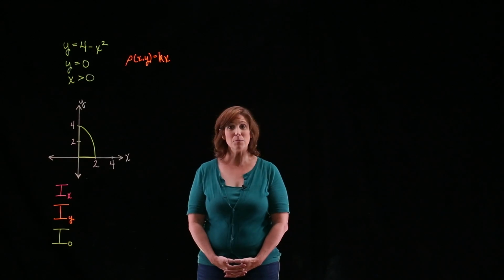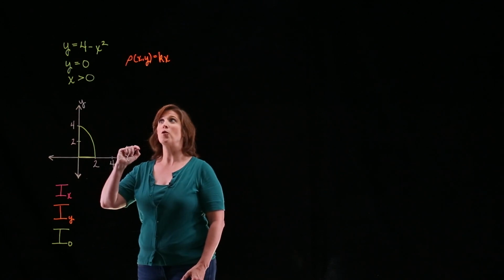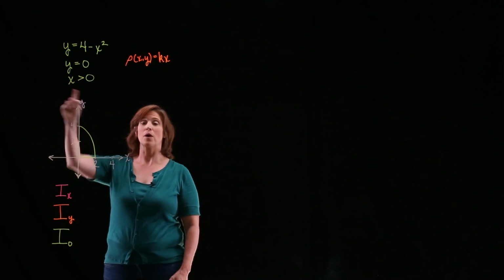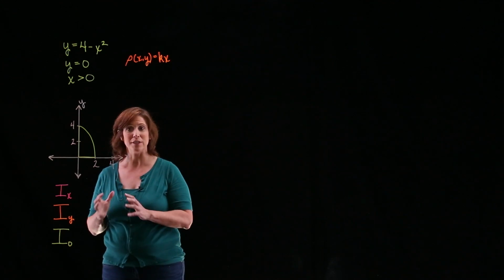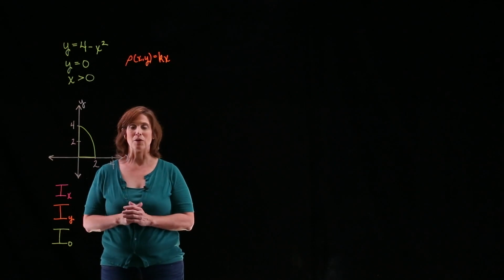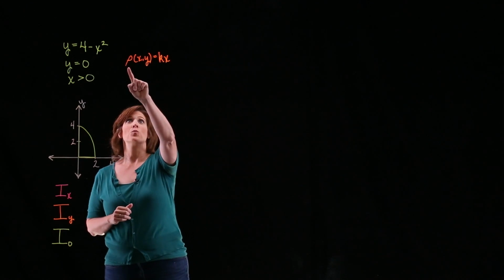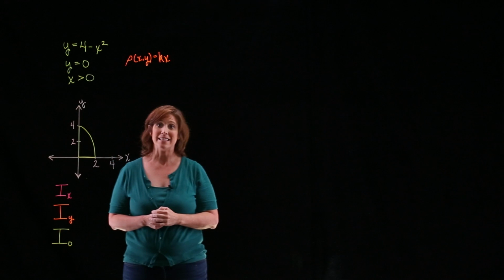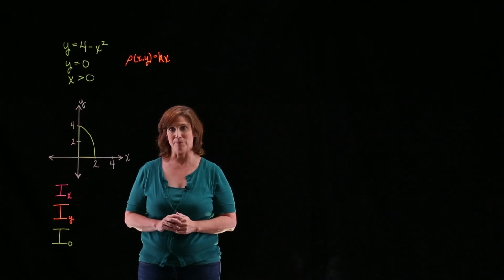Hi everyone, I'm Cheryl. In this problem, we're given a lamina that's bounded by y equals 4 minus x squared, y equals 0, and I know that x is greater than 0. I have a picture of that region on the board. I also know that I have a density function, rho of x y equals k times x. I'm asked to find 5 different things in this problem.